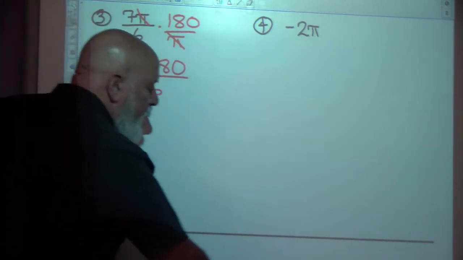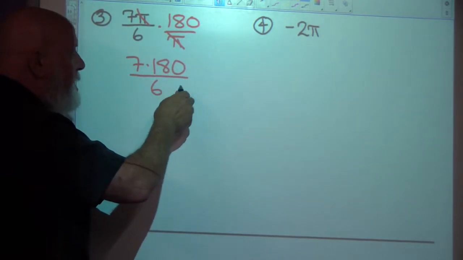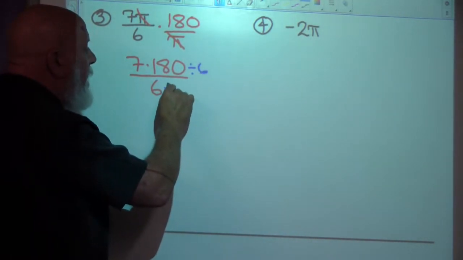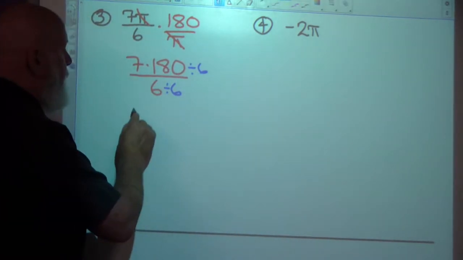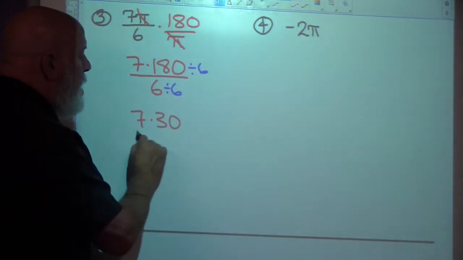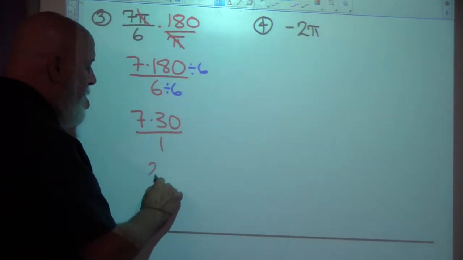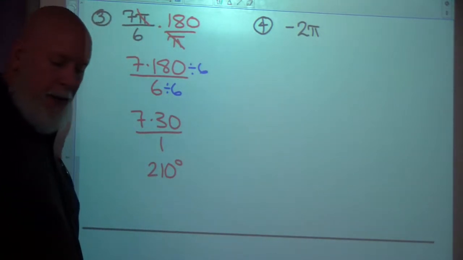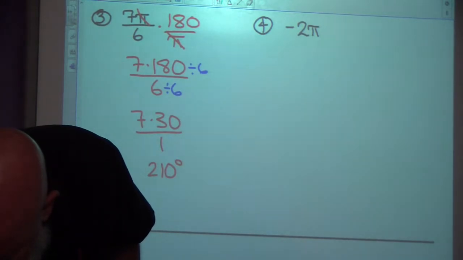I said, hey, both of these will divide by 6. These are factors, so you can just start dividing. If there was a plus or a minus on there, I couldn't. I'm just going to, in my head, divide both of these by 6. And that gives me 7 times 30 over 1. That's 210 over 1, which is 210 degrees. Okay, and let me see if I got that one right. Yay!